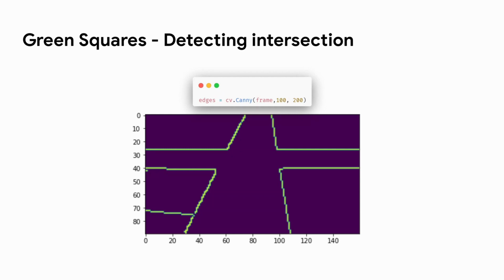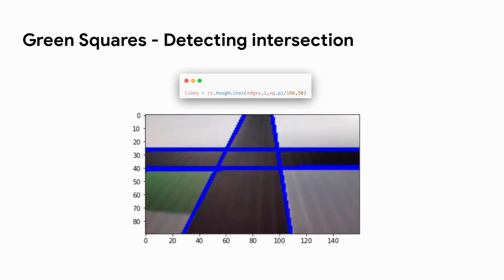So for green squares, we need to detect the intersection first. So after applying a grayscale, we use the Canny edge detection to process the cropped frame and to find all the edges within the image. So next, we apply a Hough line transform on the edges of the image. This returns all the lines found on the image in polar form.